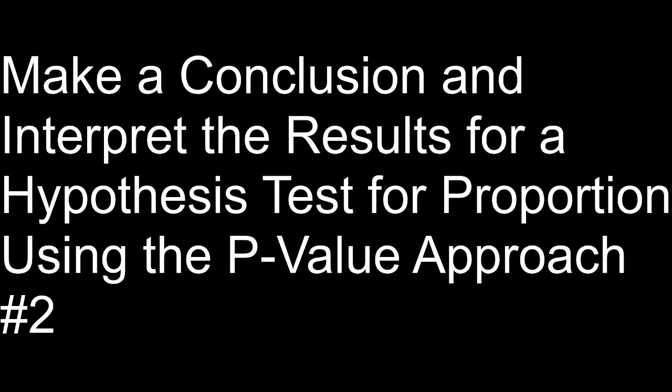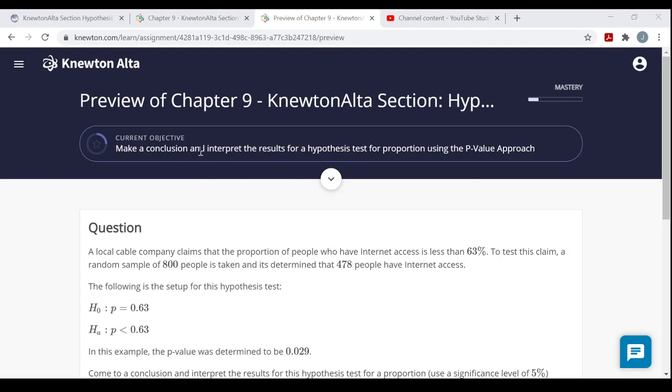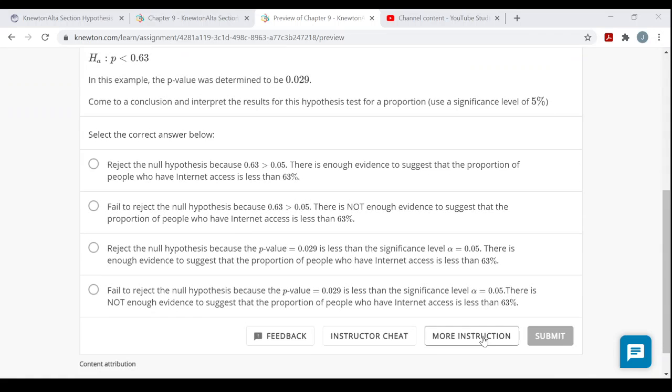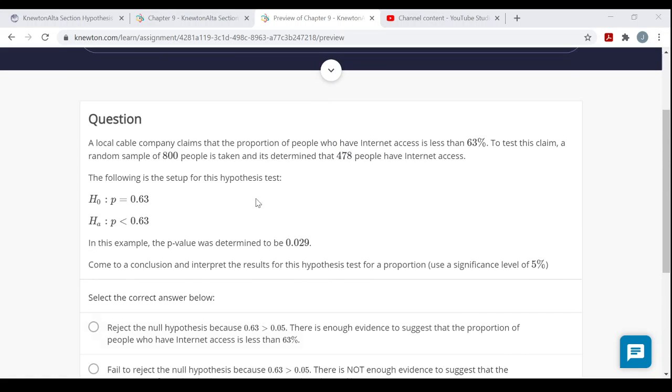So hopefully you've watched the first one, where I basically took you through all the steps of a hypothesis test for a proportion. This time I'm going to do a lot less explanation. It's pretty straightforward, this kind of question. So again, if you're unfamiliar with the topic or you want to see more about what they're doing, click on More Instruction, please, and look at their videos, their examples, their notes, and hopefully those help you.